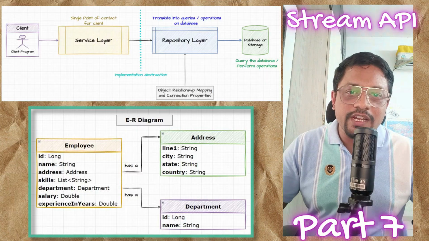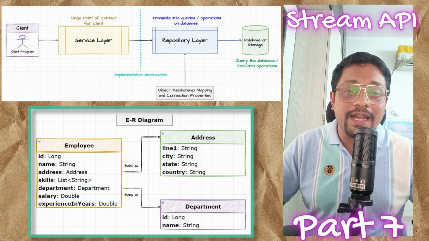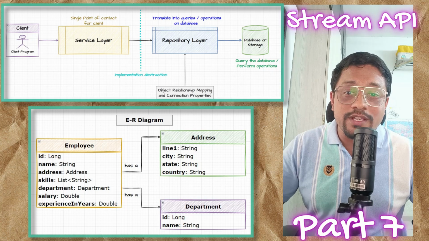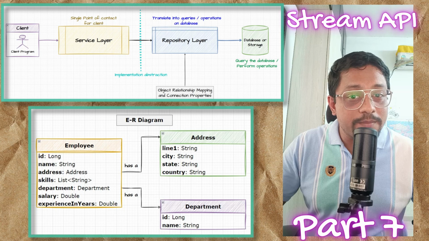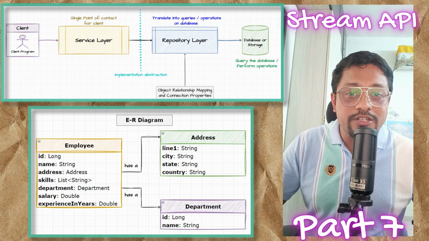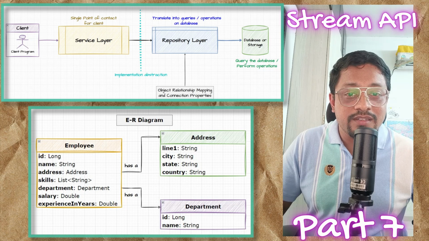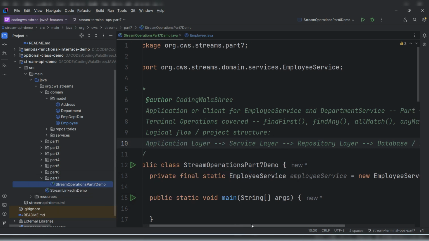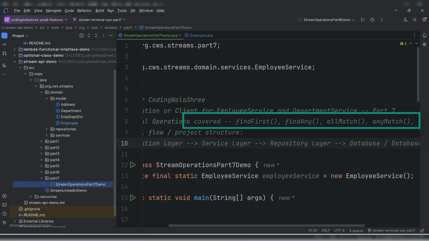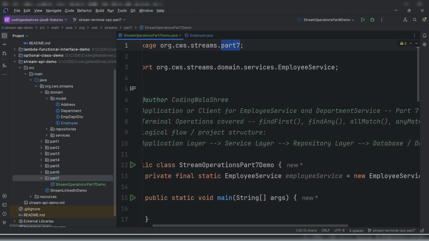So in this video, we are continuing with the same project-like structure with employee, department, and address classes, having employee service and department service. In the lower levels, we have employee repository and department repository, as you already know by now. So let's grab the IDE and dive into it right away. I have created a StreamOperationsPart7Demo class where we will be writing code for terminal operations findFirst, findAny, allMatch, anyMatch, and noneMatch. It belongs to the Part 7 package which I have created for this video.